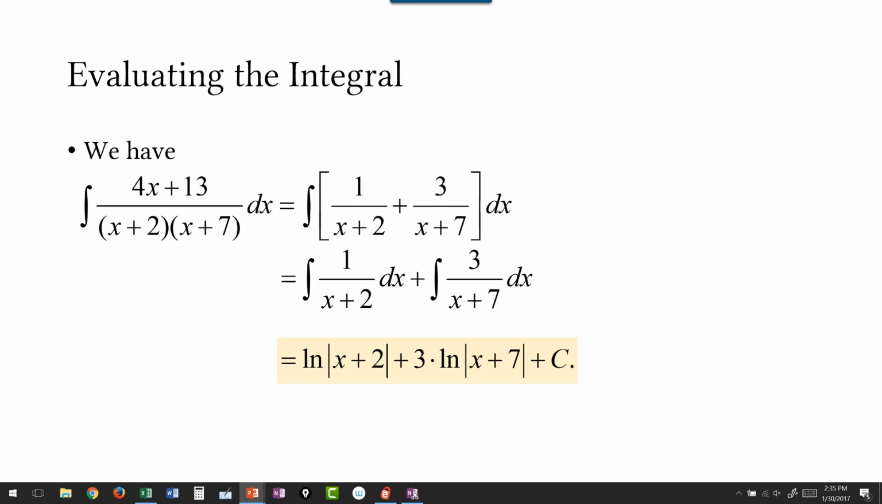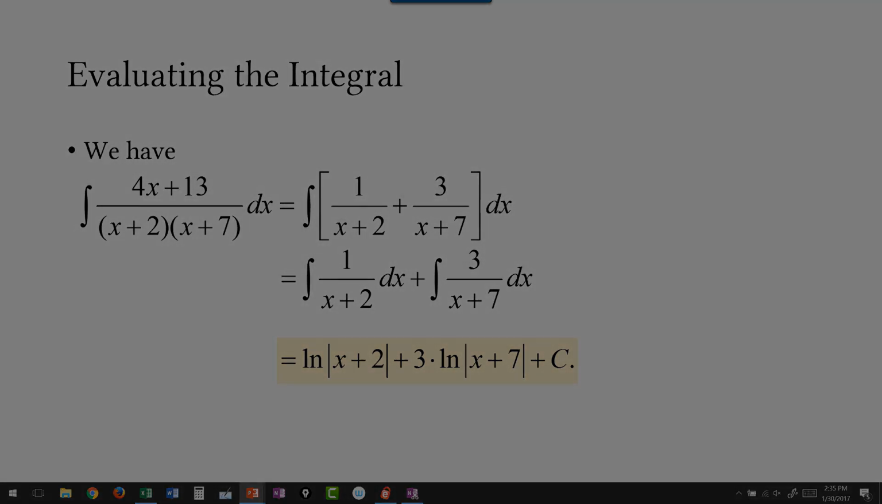In the next couple of examples, we'll take a look at how to deal with simplifying inside the integral before applying partial fractions, and also what to do if we have a repeated linear factor in the denominator, like x plus 2 squared or x plus 2 cubed, and so on.